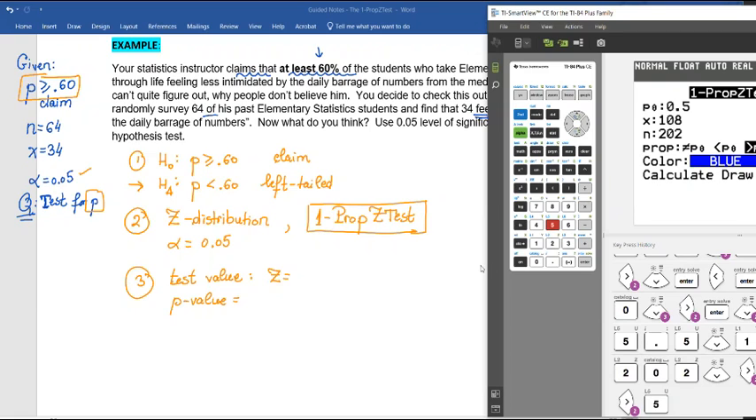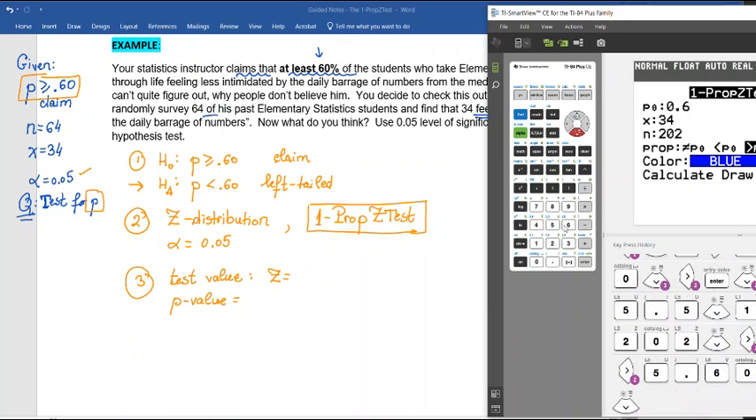p0 is the equality that is displayed in H sub 0, so in this case, it will be 0.60. The number of successes, I have 34, and the total number in this case was 64. So 34 out of 64 say they feel less intimidated by the numbers from the media. This time we are doing a left-tail test, so I will pick the middle one, hit enter. Less than, it's right here in H sub A. Let's scroll down to calculate.